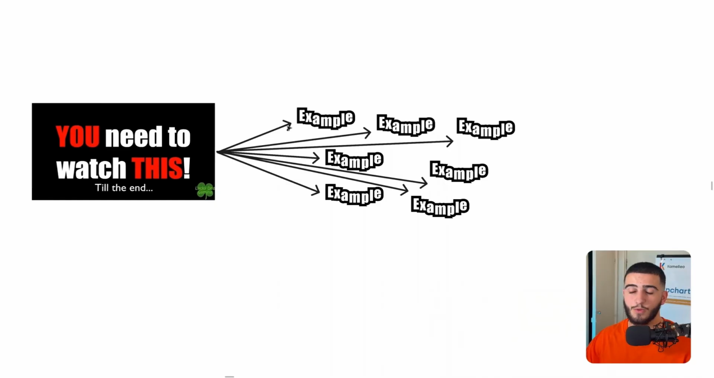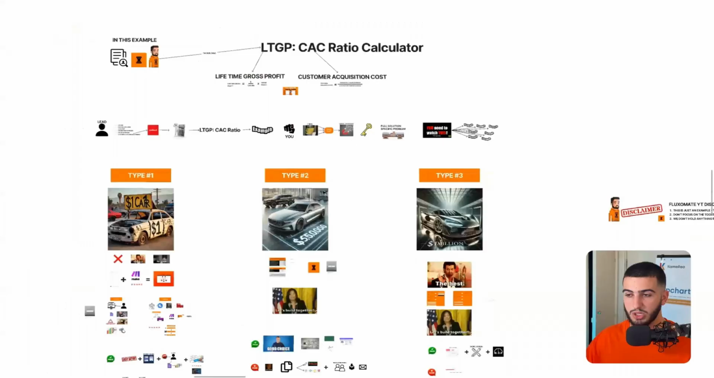It doesn't have to be a calculation. It can also be a different checklist, different things like that. But if you watch until the end, I'm going to be going through a ton more examples to show you different ideas of how you can implement this in your agency. So let's get straight into it.